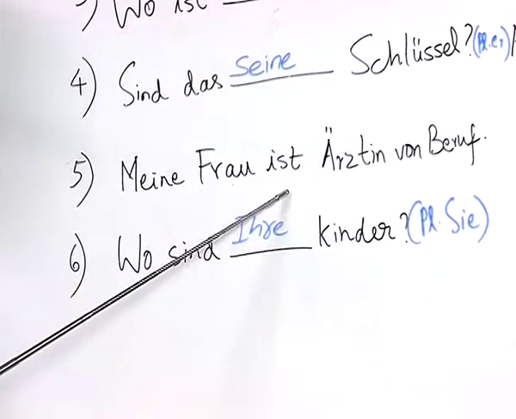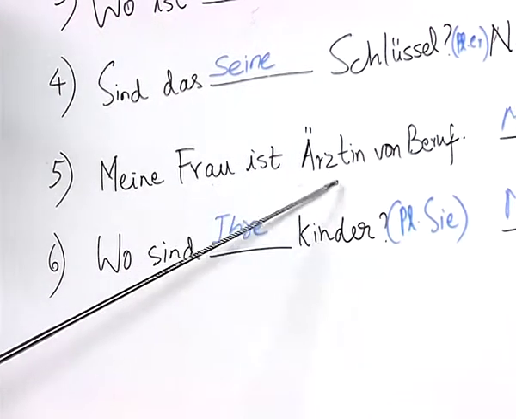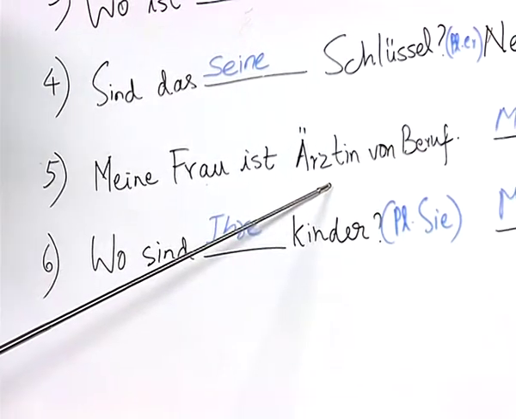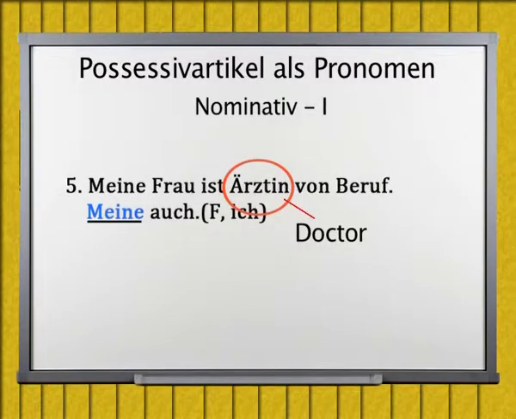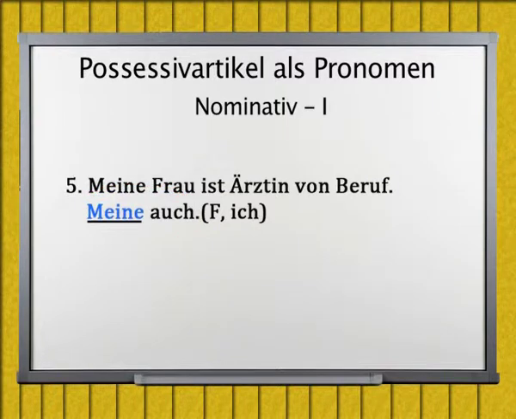Meine Frau ist Ärztin von Beruf. Here, as you can see, Ärztin is a new word for you, which means a lady doctor, and if the question is like this or a statement, then here the answer is meine auch, which means my wife too, and here the student has written the correct answer based on the Q given as F, which refers to Ärztin because it is feminine gender, and on the pronoun ich.